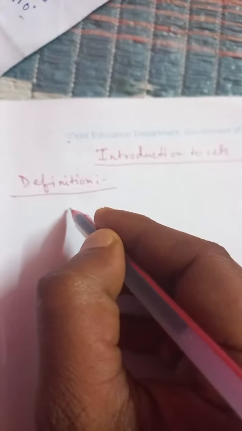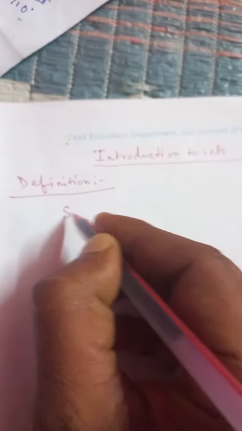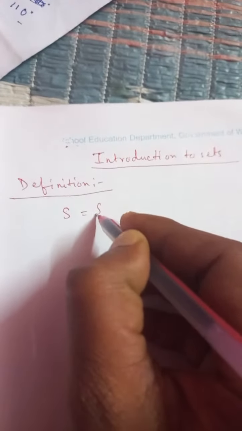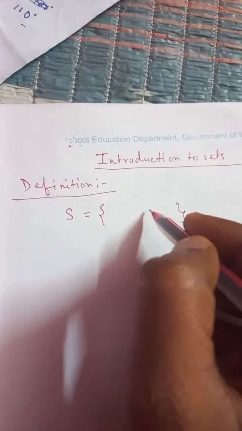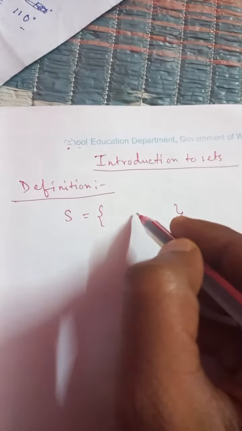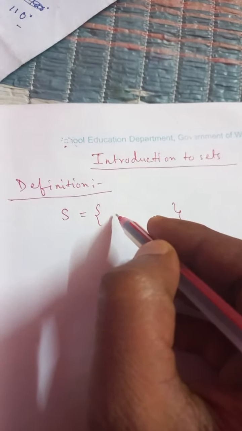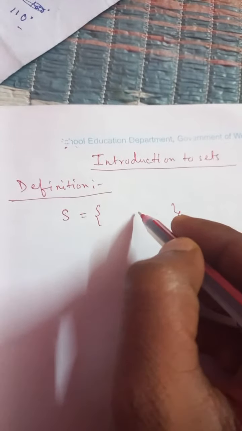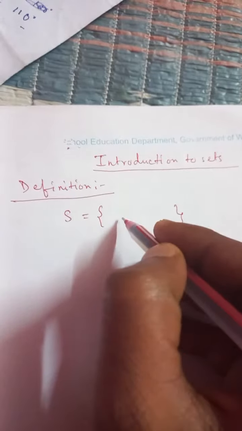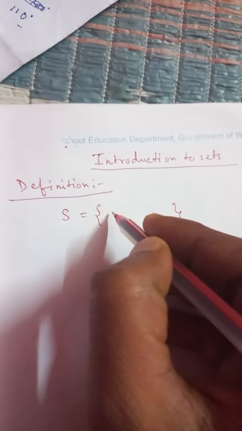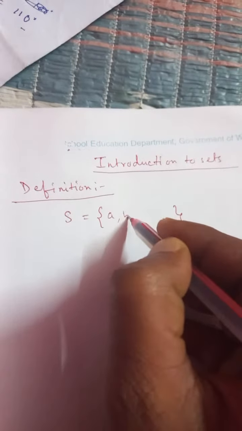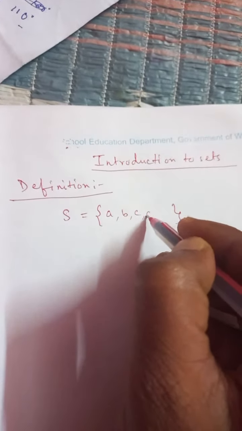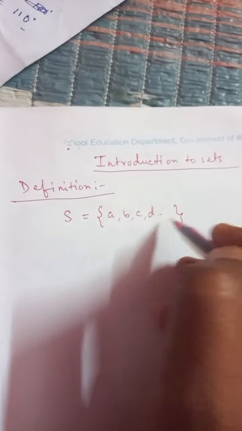Set, if we didn't read by S, then it must be a collection of finite or infinite numbers which we use in our daily life. So a collection of alphabets like A, B, C, D, dot dot up to infinity, I am taking.